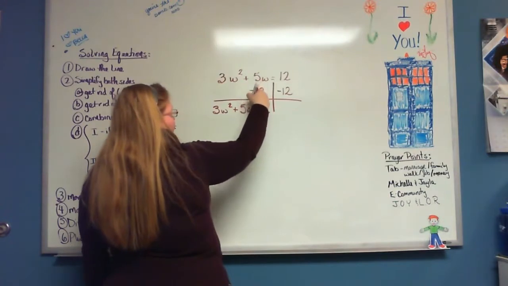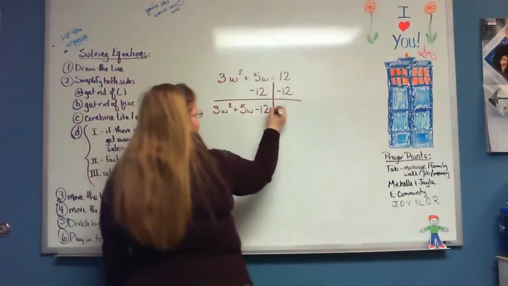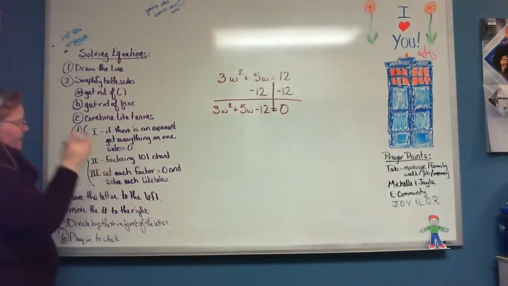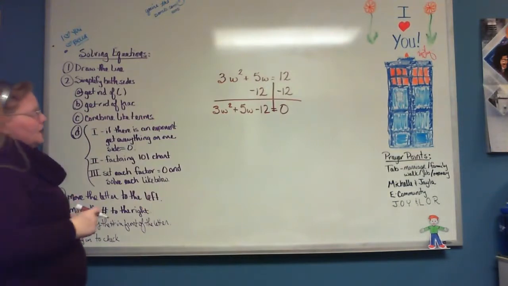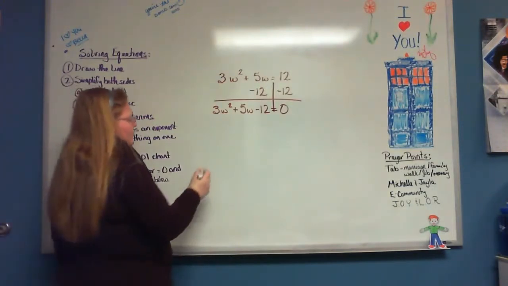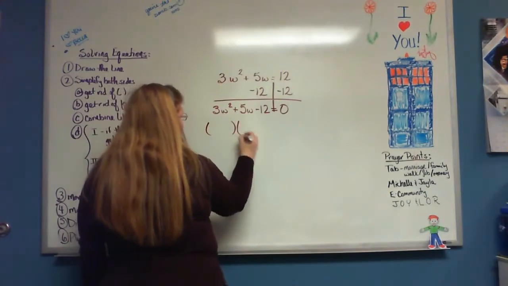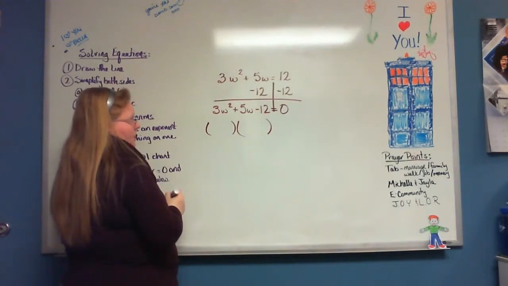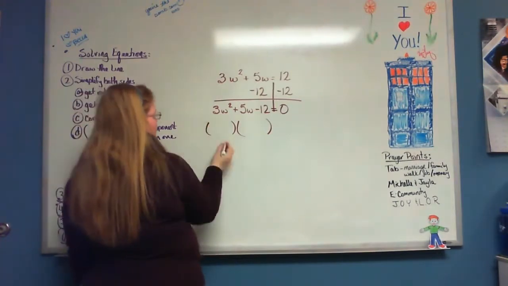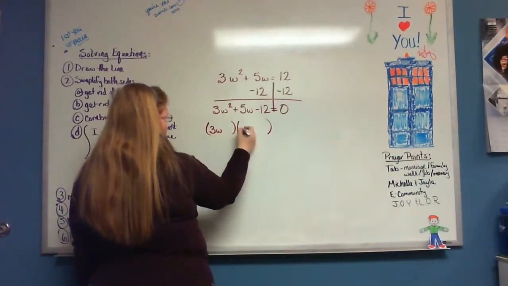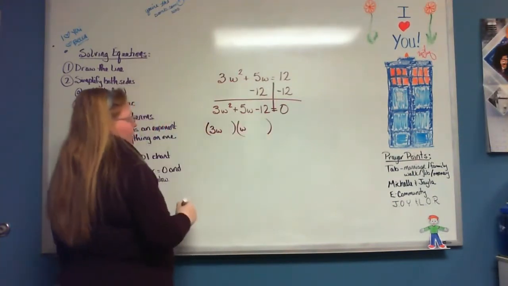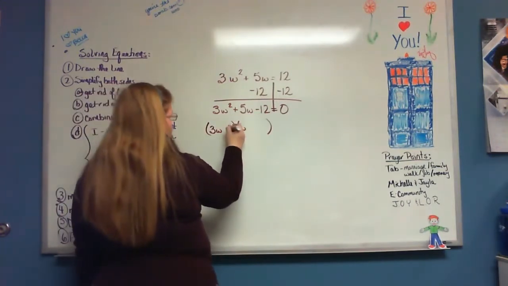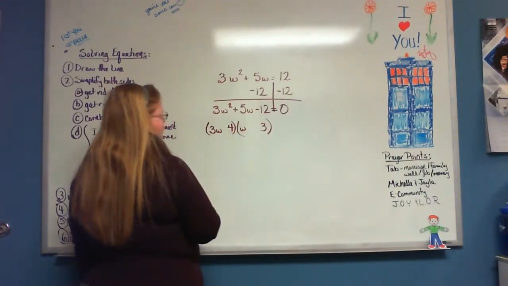Can't combine the 12 and that because they're not like terms. But now I have everything on one side equal to 0. Now I'm supposed to do the factoring 101 chart. Is there a GCF? No. What's the leading coefficient? 3. That ain't 1. 2 things to multiply together to give you 3w squared: 3w and w. 2 things to multiply together to give you 12. I'm feeling 4 and 3. So I'm going to put in 4 and 3.